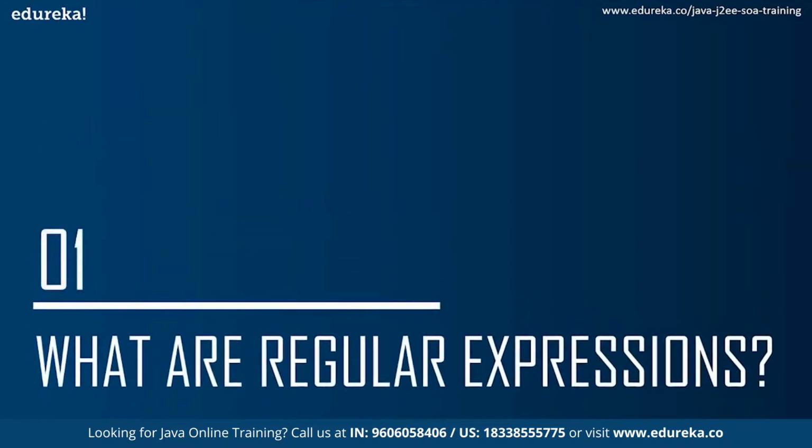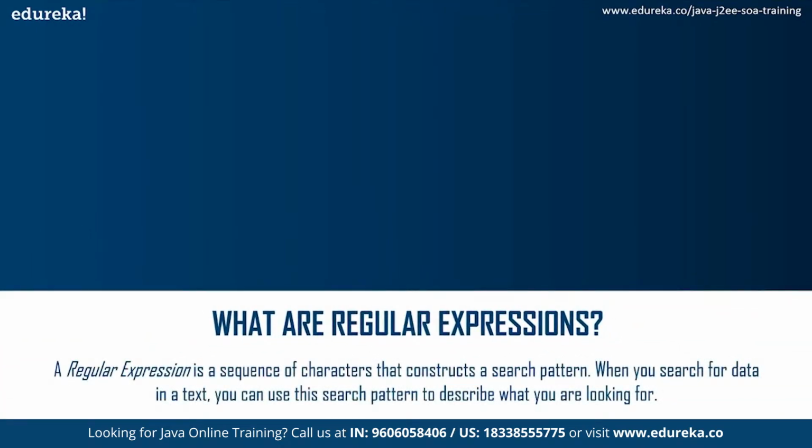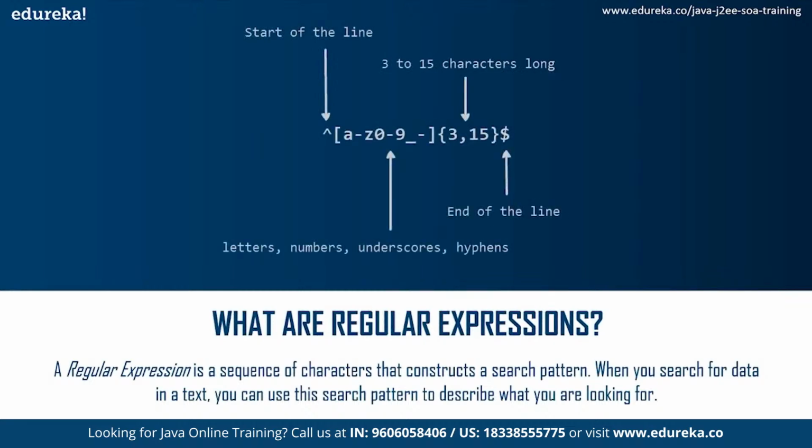First, let's understand what are regular expressions. A regular expression is a sequence of characters that constructs a search pattern. When you search for data in the text, you can use the search pattern in order to describe what you are looking for. So for example, you have a regular expression like this as shown in the slide, and you can see that the caret represents the start of the line, and a set which is enclosed within the square brackets represents letters, numbers, underscore, hyphen, everything. It comprises all the alphabets, numericals, and special characters as well.